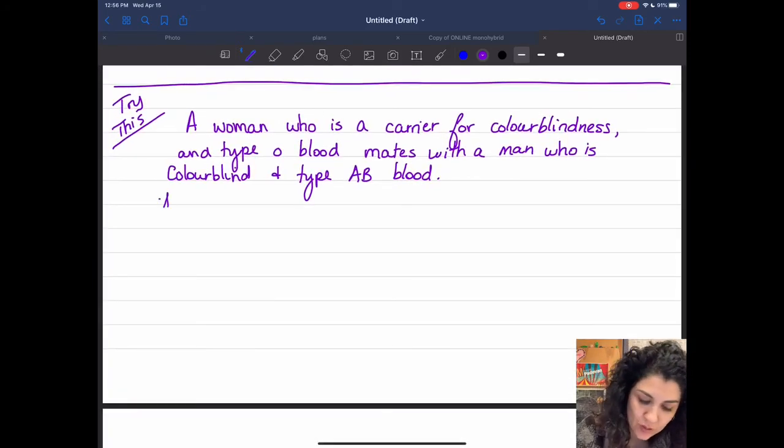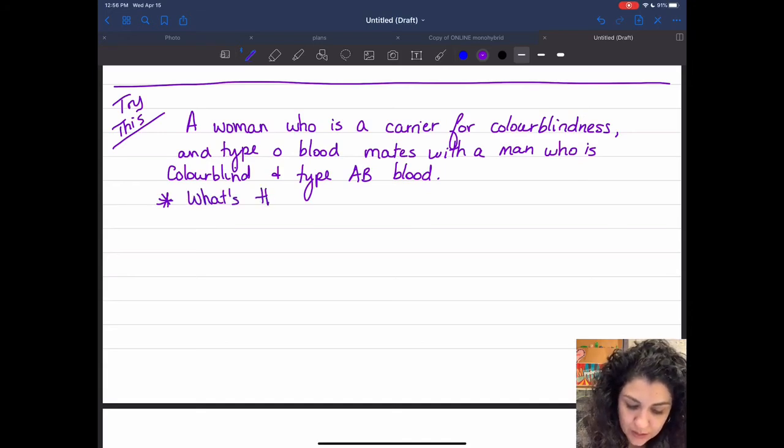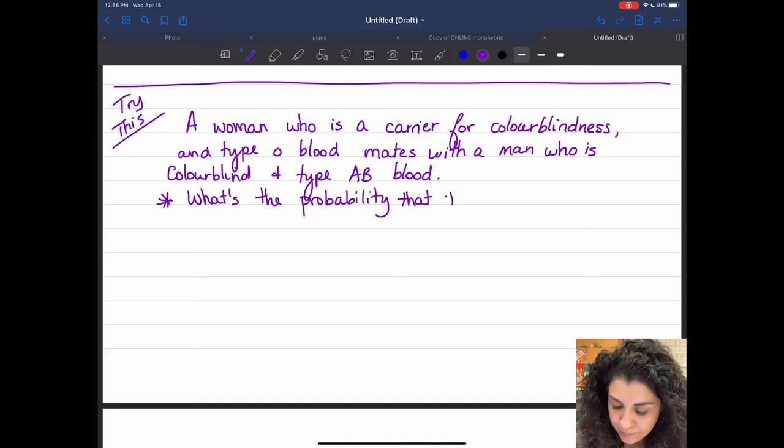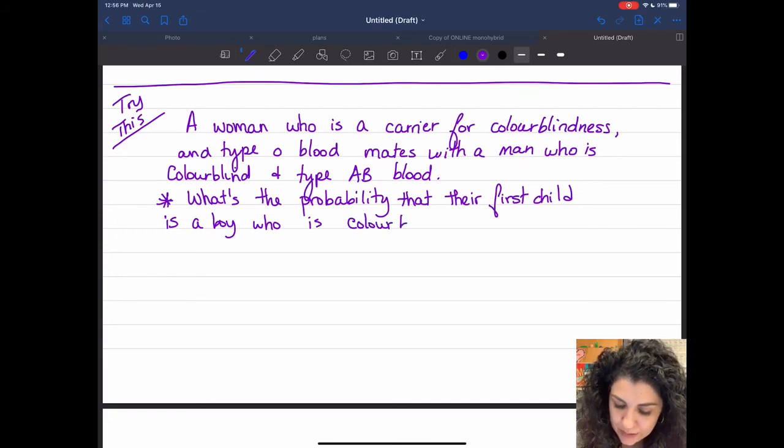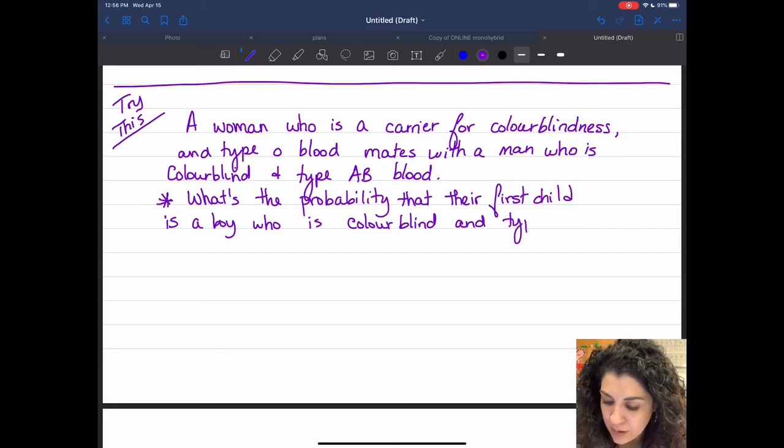Okay, so let's see what we can ask this question. I want to know the probability that their first child is a boy who is colorblind and type B blood.